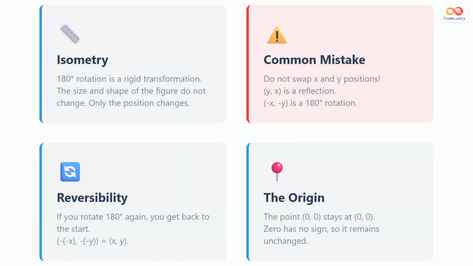Remember these key properties. This is an isometry, meaning the shape size does not change. Also, be careful not to confuse this with reflection, where you swap x and y. Here, x stays first and y stays second. Only the signs change.